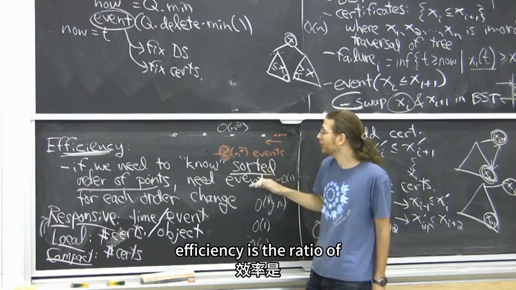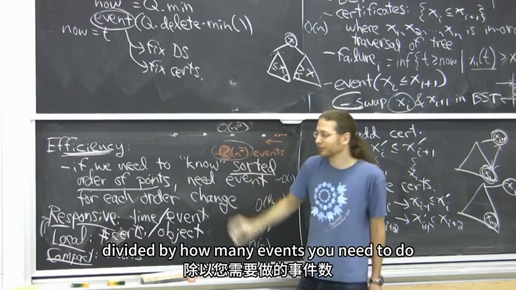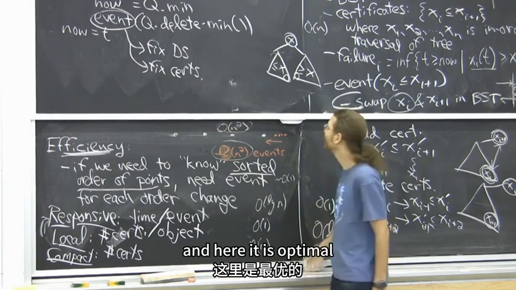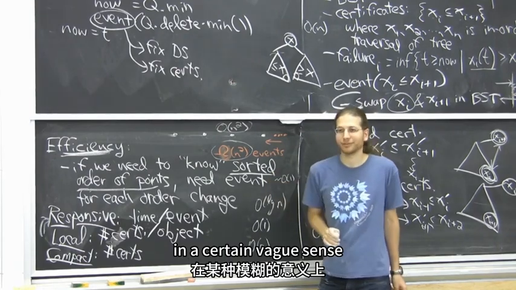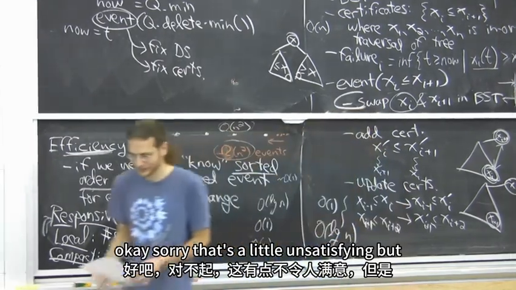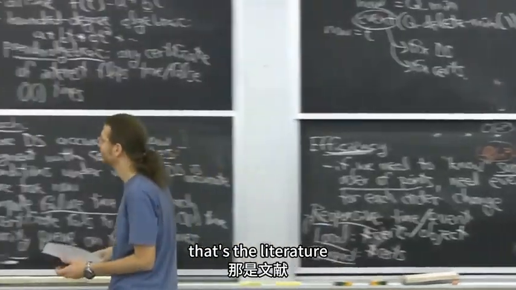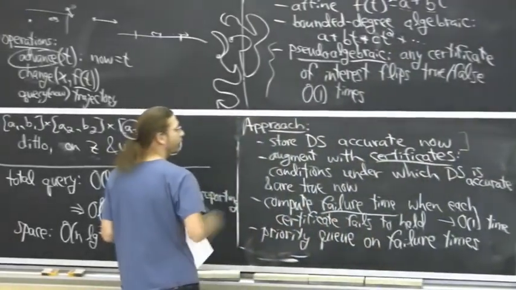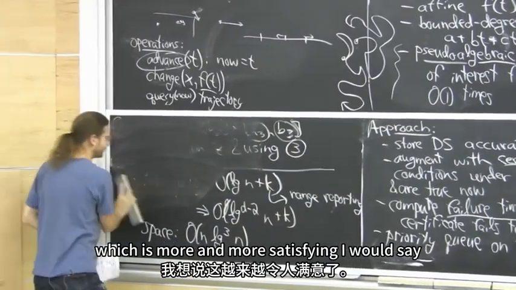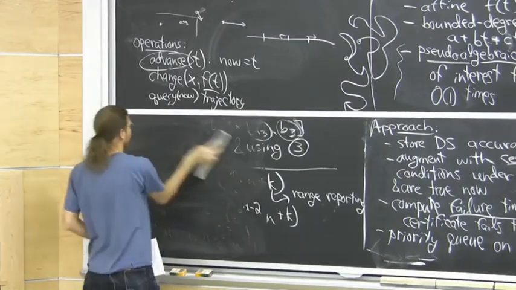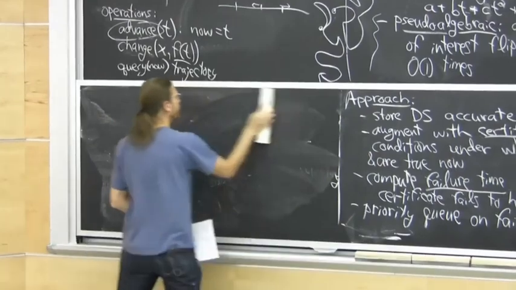Efficiency is the ratio of how many events you do divided by how many events you need to do. And here it is optimal in a certain vague sense. Okay, sorry, that's a little unsatisfying, but that's the literature. For that problem, we're going to do another problem, which is more satisfying, I would say. And kind of shows you why kinetic problems are pretty interesting.